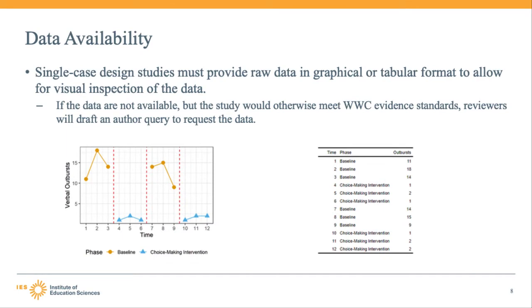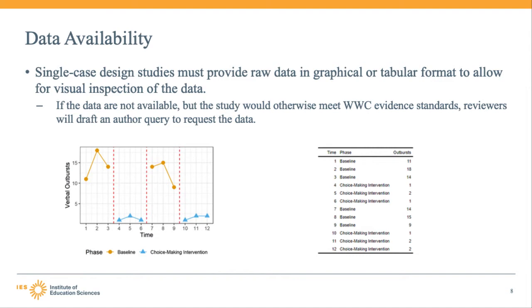Recall that the first study rating determinant for single case designs is that raw data from the study must be made available in either graphical or tabular format to allow for visual inspection of the data. Here you can see an example of how such a graph or table might appear in the original single case design study report. If graphical or tabular data are not available in the original study report, but the study would otherwise meet WWC single case design standards, reviewers will draft an author query to request the raw data.